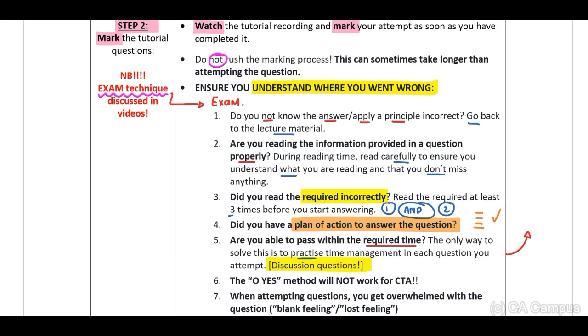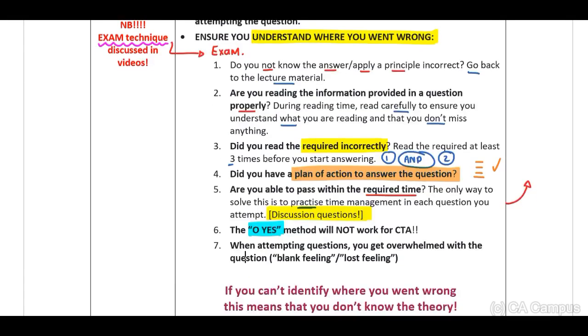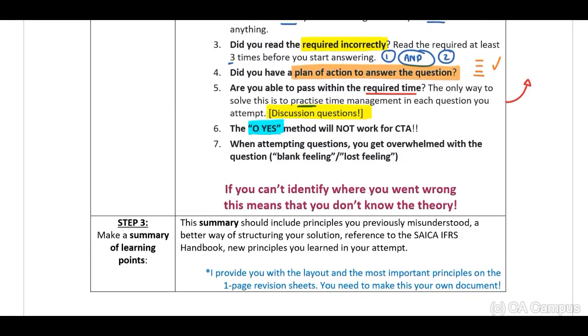Then, please note, the "oh yes" method will not work for CTA. If you are planning on following your "oh yes" method, please stop, deregister, don't waste your time, don't waste your money. It's not going to work. You need to know your principles.